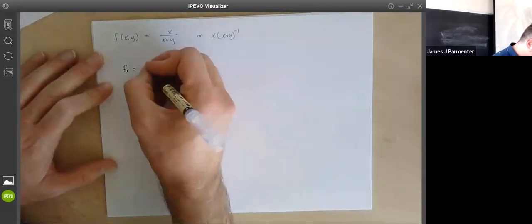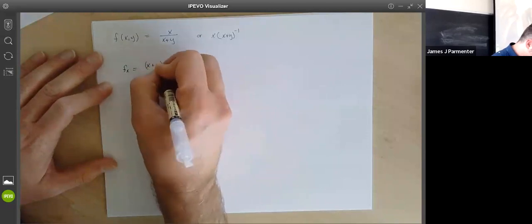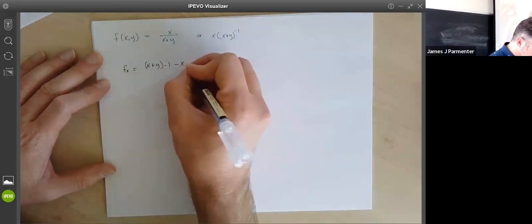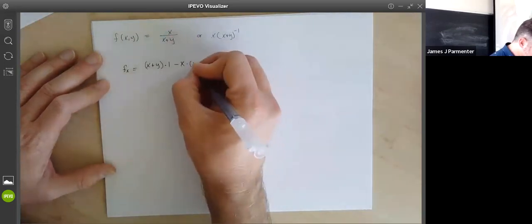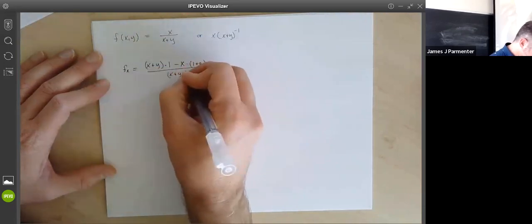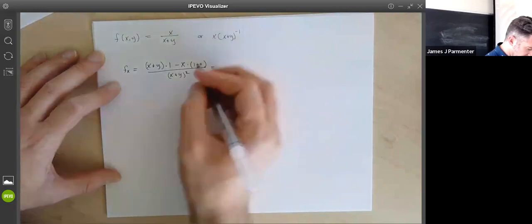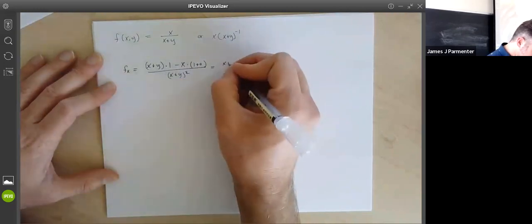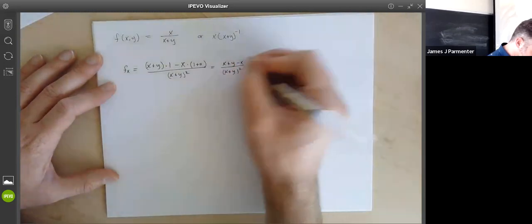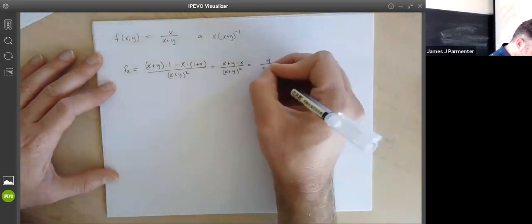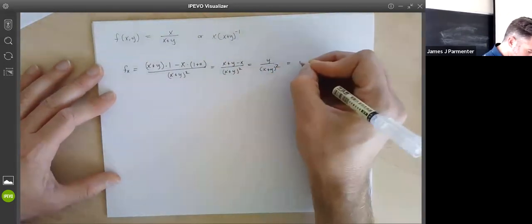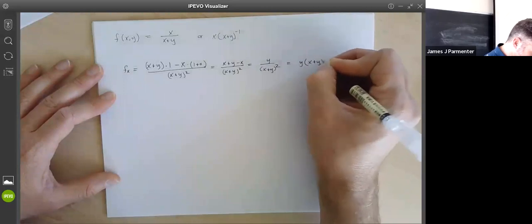I'm probably going to use the quotient rule. So it's going to be the bottom times the derivative of the top, which is 1, minus the top times the derivative of the bottom, which is 1 plus 0, over the bottom squared, which is going to equal, if I simplify, x plus y minus x over x plus y squared, and the x's cancel on top, and you get y over x plus y squared, which I might want to think of as y times x plus y to the negative second.